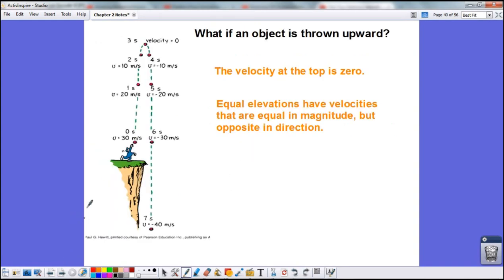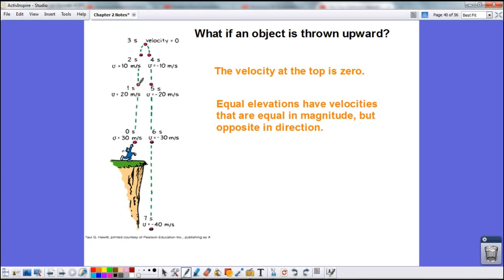Now, what if the object isn't simply dropped, but instead thrown upward? Well, let's look at this. In this example, we're going to say the acceleration due to gravity is negative 10. We're simply rounding it from negative 9.81 to negative 10 so that we can look at these numbers and they're nice and simple. So, throw the ball up. Up is positive, so it's being thrown with a positive 30 meters per second velocity.